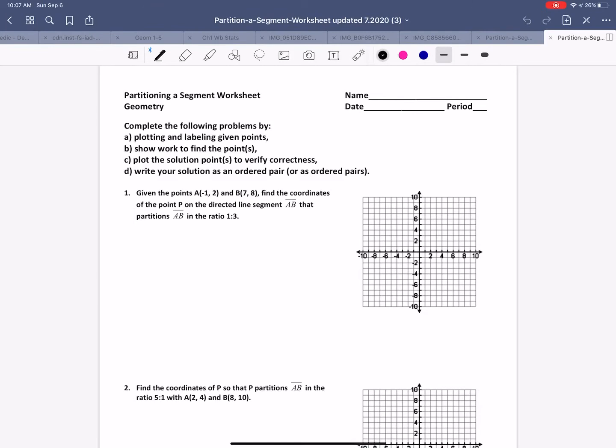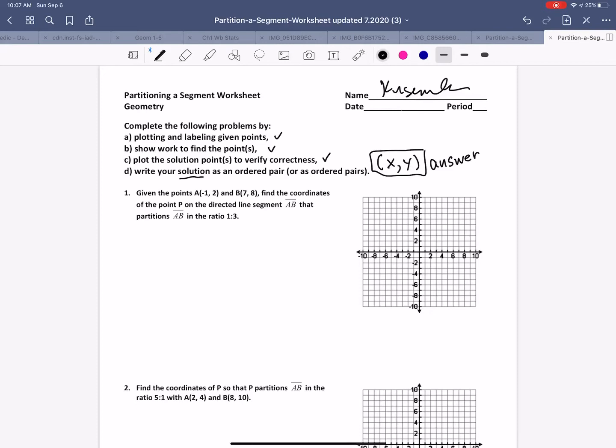So here's the first problem. We want to make sure we write our name on our paper. And it says, complete the following. Plot and label the points. Show your work to find the points. Plot the solution to verify correctness. And then write your solution as an ordered pair. Okay, so that looks like this, x comma y. So this is what our answers are going to look like. Try to make sure those are obvious to me so I can check them.